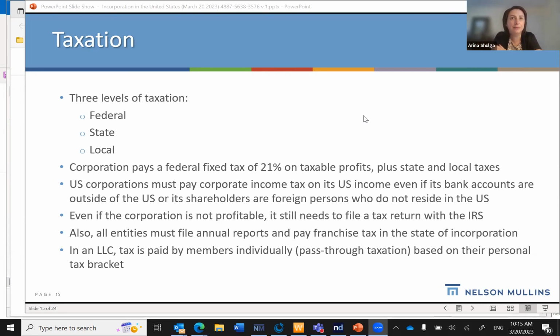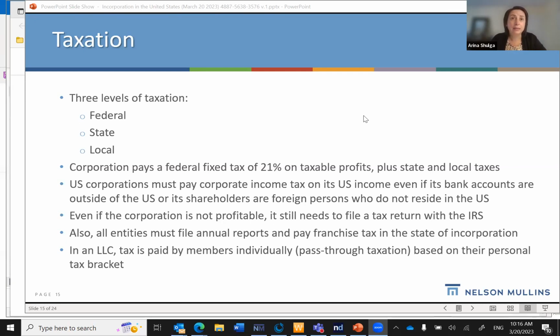Remember that US corporations, even if the shareholders are non-US persons, even if they are not located in the US, even if the US corporation does not even have a bank account in the US, it still must pay corporate income tax on its taxable profits derived from operations in the US.